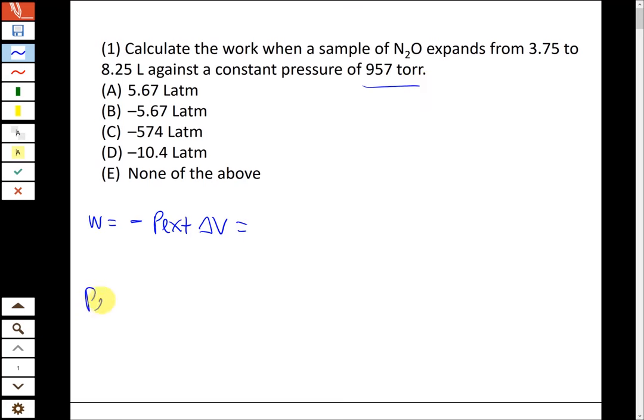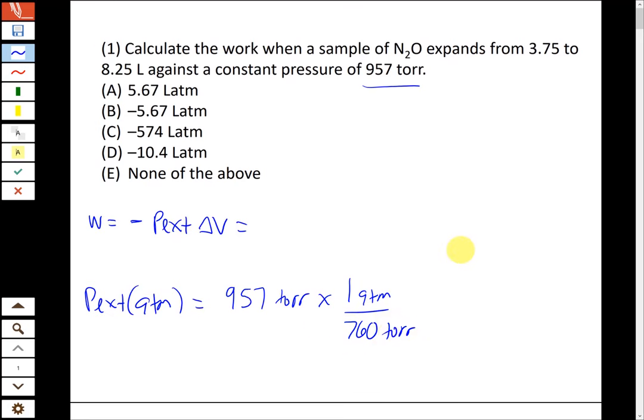So our external pressure in the correct units, something we didn't technically learn until chapter 8, but now is combined with this problem on chapter 7 material. We have a pressure in torr, and we just need to convert to atmospheres by dividing by 760. So 1 atmosphere is 760 torr, which is the same as 760 millimeters of mercury. And in this case it comes out to 1.26 atmospheres. All right, so that's the number we're going to use for external pressure.